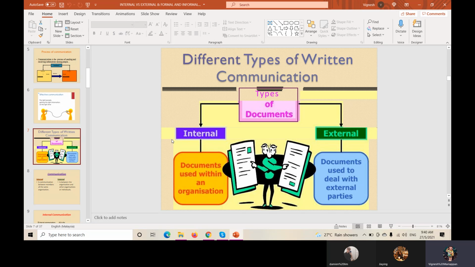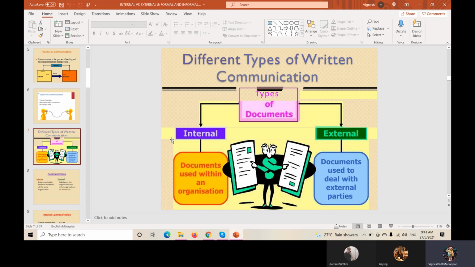No, we will have the external communication also. The main point that you need to understand in internal communication is that you will communicate within your organization, within your school, within your family, correct? That one we call an internal communication. Then external communication means you will deal with a third person outside of the organization.